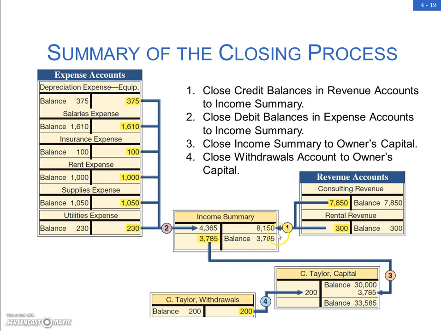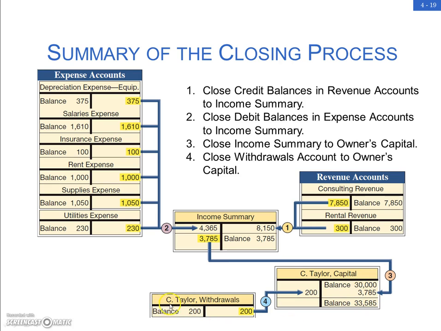We had a $3,785 credit in income summary. Now we've got that $3,785 credit to the owner's equity account, thereby increasing the owner's equity account by $3,785, the net income for the last period.